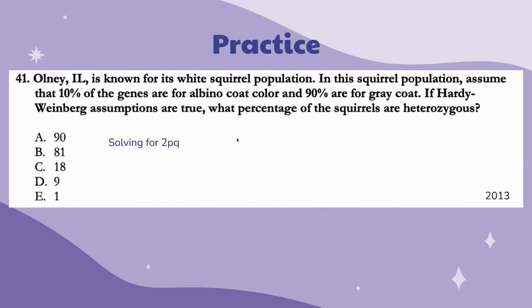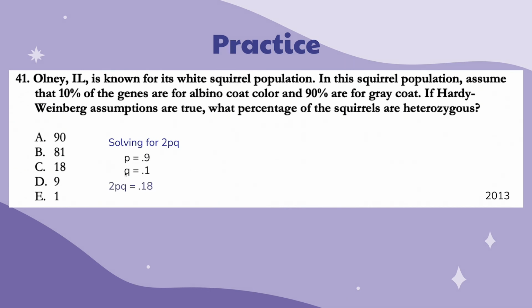So it asks for the percentage that is heterozygous, so that means we're solving for 2pq in our equation. Based on what they tell us, we know that p equals 0.9 because it says that 90% of the alleles are for the gray coat. And then similarly, 10% are for albino coat color. So we can assume that this 90% is for the dominant because there is more.